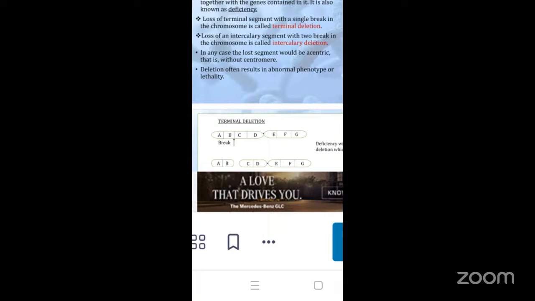Okay, next one is Cri-du-chat syndrome, which comes from deletions. It is well known as a case of deletion mutations. It is also called cat cry syndrome, caused by heterozygous deletions, where the children cry just like a cat mews. Children with this disorder are mentally retarded, and they cry just like a cat mews.